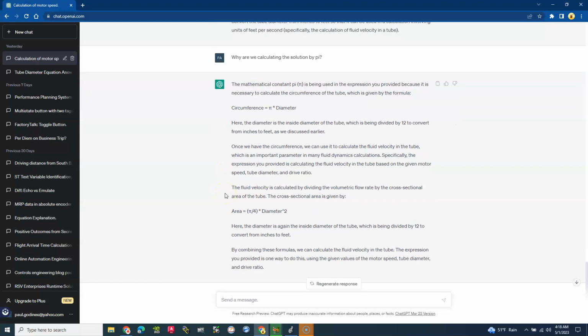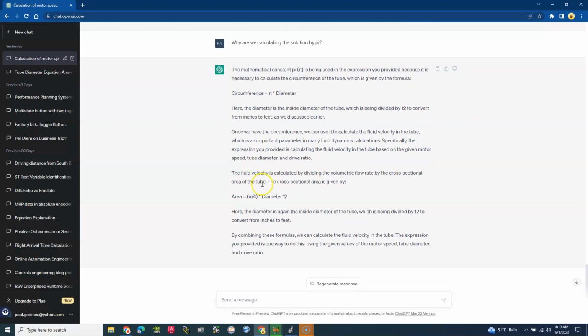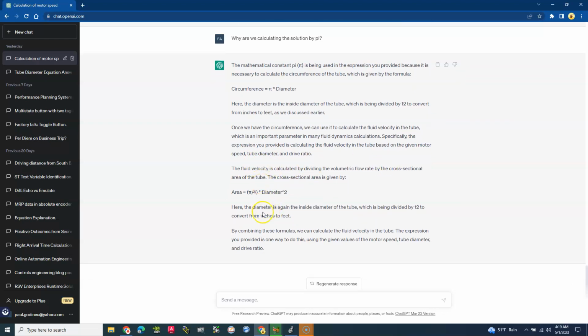Once we have the circumference, we can use it to calculate the fluid velocity in the tube, which is an important parameter in many fluid dynamics calculations. Okay, let's move past some of this, specifically the expression. Let's break it down. Here the diameter is, again, the inside diameter of the tube, which is being divided by 12 to convert from inches to feet. So the area equals pi divided by 4 times the diameter of the tube squared. Okay, by combining these formulas, we calculate the fluid velocity in the tube.